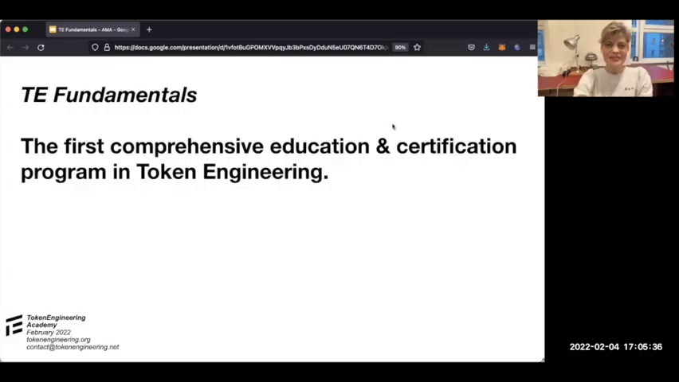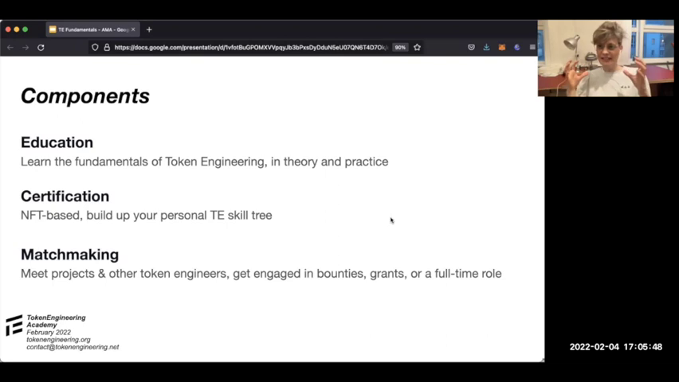Okay, some introduction to what we are planning. TE Fundamentals should be the first comprehensive education certification program, and generally we have three main building blocks. First is education. It's an online course that is accessible for everyone around the globe whenever you want to start learning token engineering.